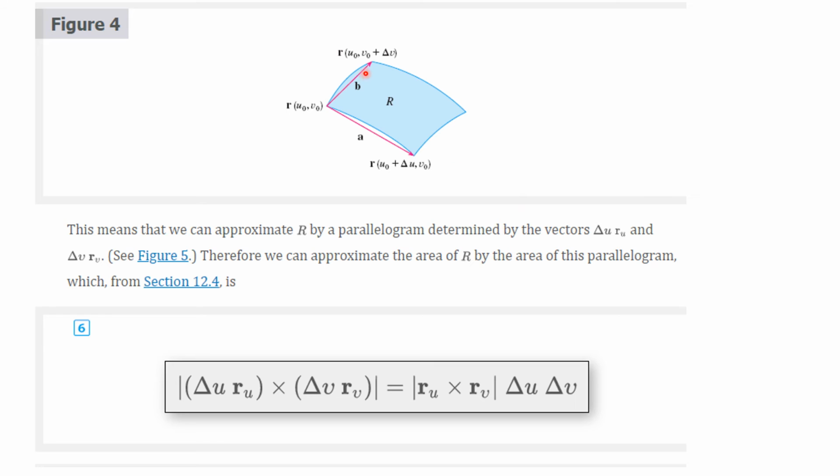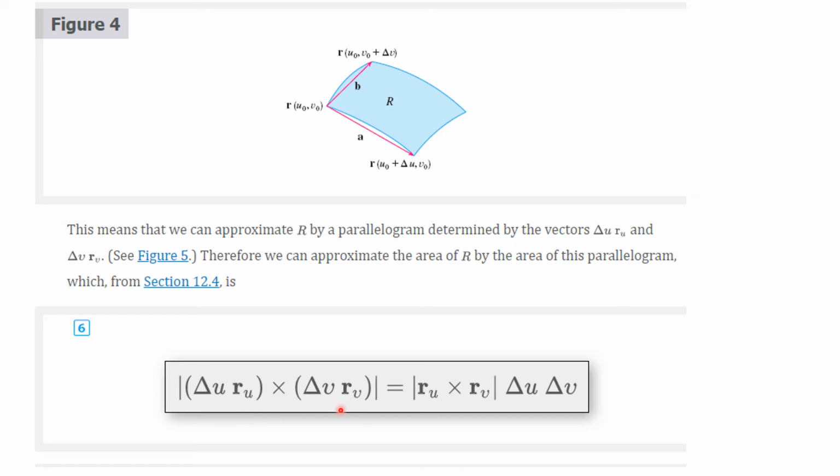Here are the a and b I promised that I would show you. This means that we can approximate R by a parallelogram determined by this vector and this vector. I'm going to show you a picture of that in just a minute. So we can approximate the area by the area of this parallelogram. But we learned what the area of this parallelogram was in the first section that we did on vectors. The area of this parallelogram is the magnitude of the cross product of those two vectors.